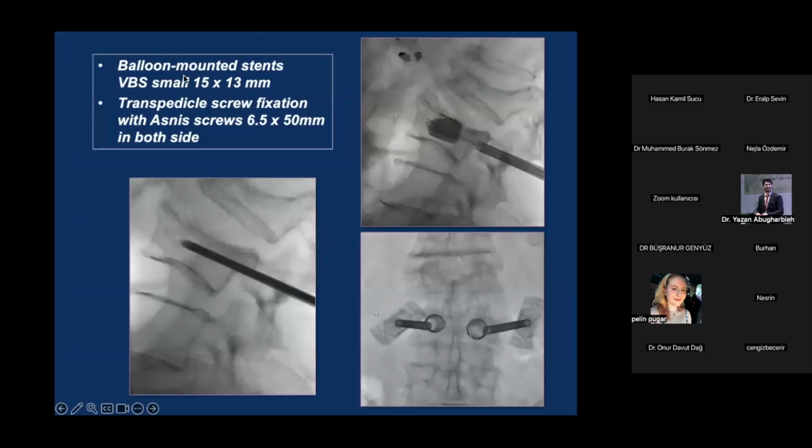So here is the technique. So we will put some cannula in the pedicle, okay? So under general anesthesia, of course, through a posterior route. And through this cannula, we will deploy a stent mounted on balloons. So this is the VBS small size, 15 by 13 millimeter stent. Afterward, we will put some screw via a transpedicular approach.